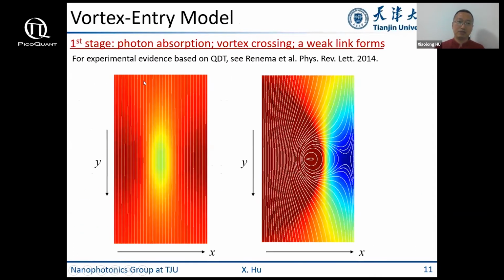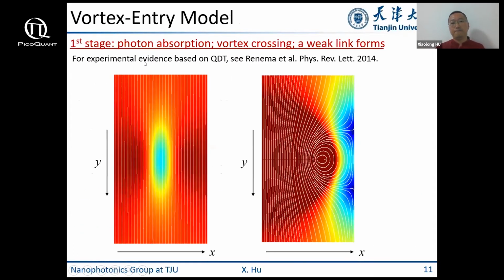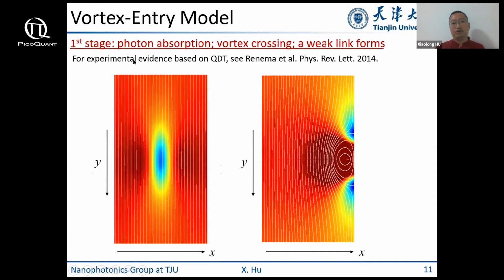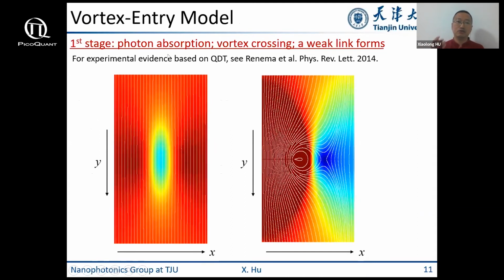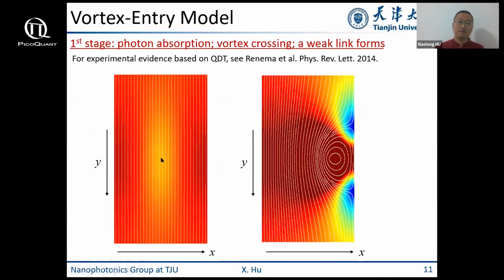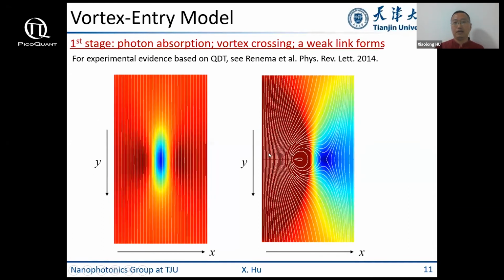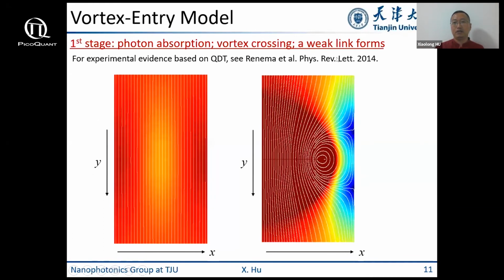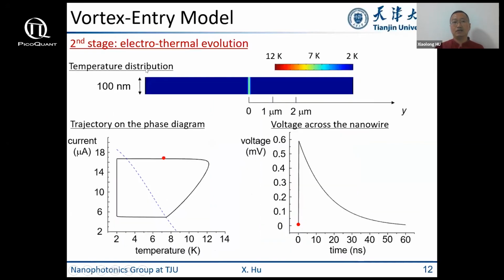I'm going to explain the Vortex-Entry Model. For that model, the detection process is composed of 2 stages. The first stage is photon absorption, and the vortex enters the nanowire from the edge and creates a weak link at the transverse location X. The second stage is the electrothermal evolution. The basic resistive region expands and shrinks and generates the output voltage pulse like this. Keep in mind there are 2 stages.